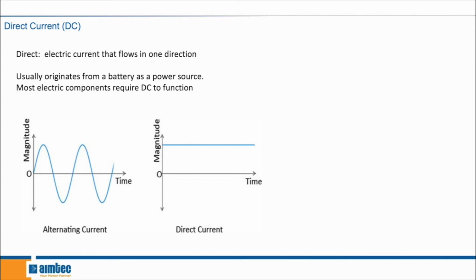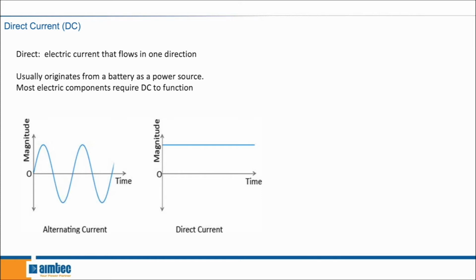Now we're going to talk about direct current. So direct current is electric current that actually flows in only one direction. It usually originates from a battery or a power source, and most electric components actually require DC to function. So the two graphs we see on the left, alternating current, which is depicted by a sinusoidal wave.